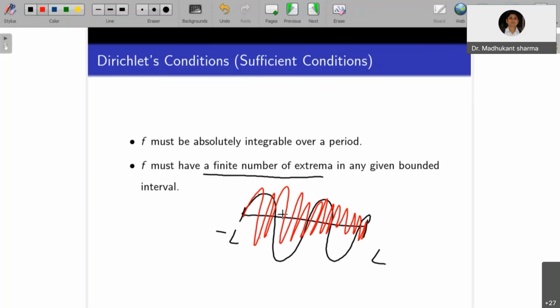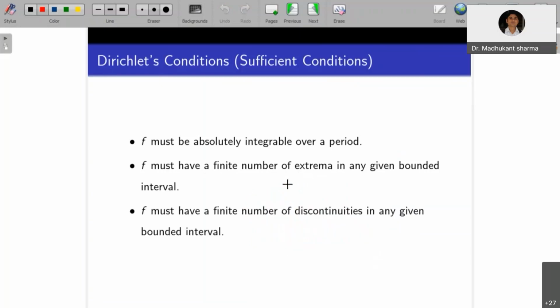Okay, so it has a finite number of extrema in any given bounded interval. Now the next is only finitely many points of discontinuity. For that we have seen sawtooth waves, or square waves.